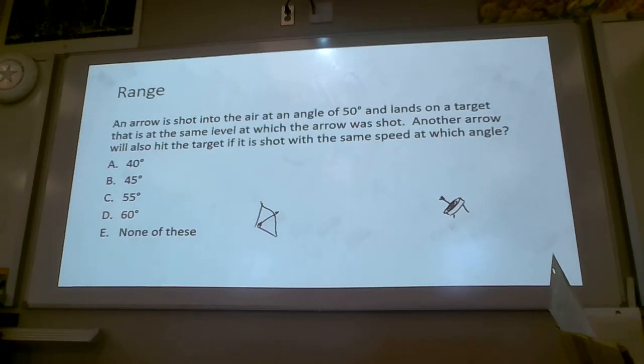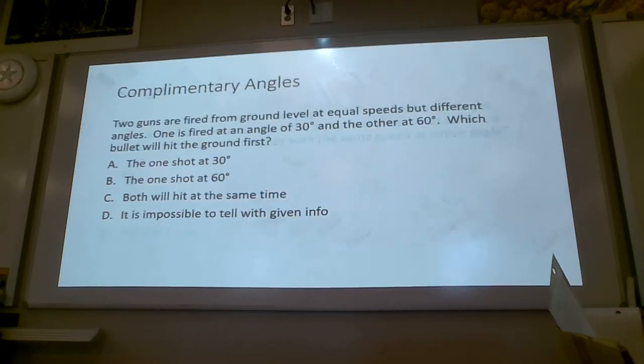So what's the letter? Variable. Don't worry about it. Okay, correct answer is A. The pattern is if you are launching at complementary angles at the same velocity, you're going to have the same range. That make sense? Okay, based on your lab.